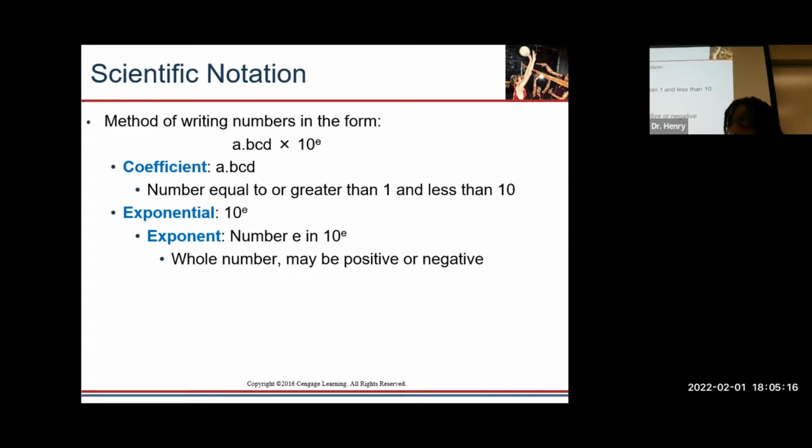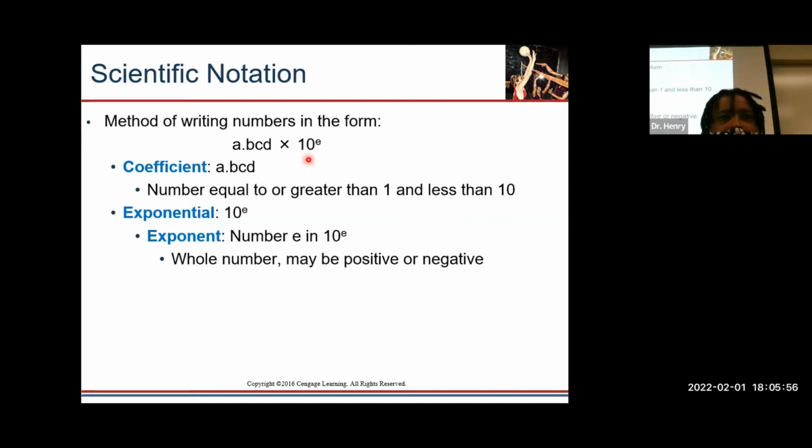And so the way that we would do scientific notation is we have a single digit, decimal, and then followed by the digits that would be following it. And then we multiply times 10 to the exponent. And what do I mean by that? So as scientists, we often will have to work with very, very small numbers or very, very large numbers.